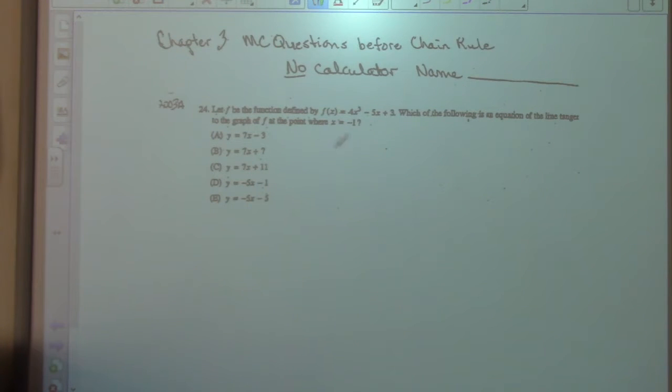Okay, let f be the function that defines which of the following is the equation of the line tangent to the graph at the point x equals -1. So then you have a point at -1, comma, question mark. If you plug in f of -1, you're going to get -4 times -1 cubed, so that's going to be -1, right? And then we have -5 times -1 plus 3. So I'm looking at 4 plus 5 plus 3, is that right? 12. So 12 would be it here, right?